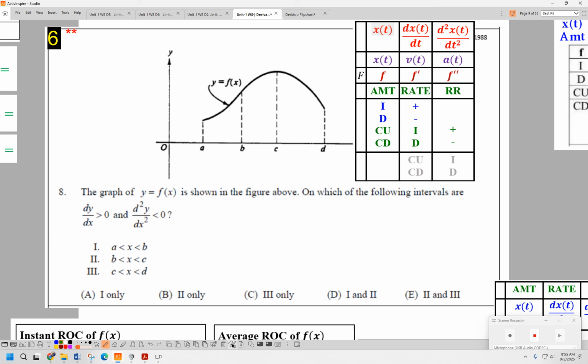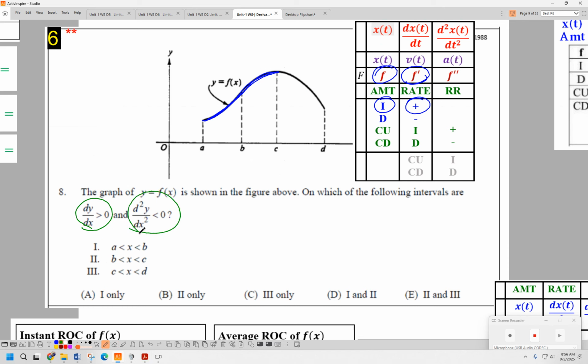We know that the slope of f, that's what dy dx means, is definitely positive from A to C. F is increasing from A to C, therefore the slope of f will be positive from A to C. Now you need to figure out where the second derivative of f is negative. There are different ways to do this, but here's the fastest way.